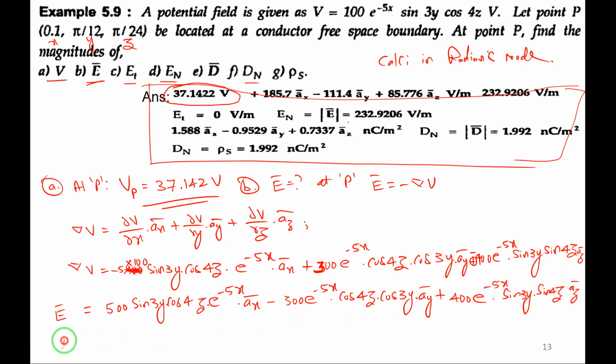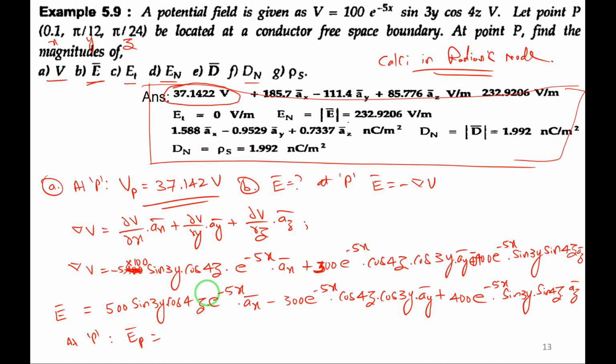So at point P, substitute at point P. What is E? E vector at point P I want, right? So substitute the values of x, y, z and write it. Finally we'll calculate. So x is 0.1, y is pi by 12, z is pi by 24. Your calculator should compulsorily be in radians mode. Already I told you the calculator should be in radians mode. So first I will calculate one by one, this first term, the entire thing.